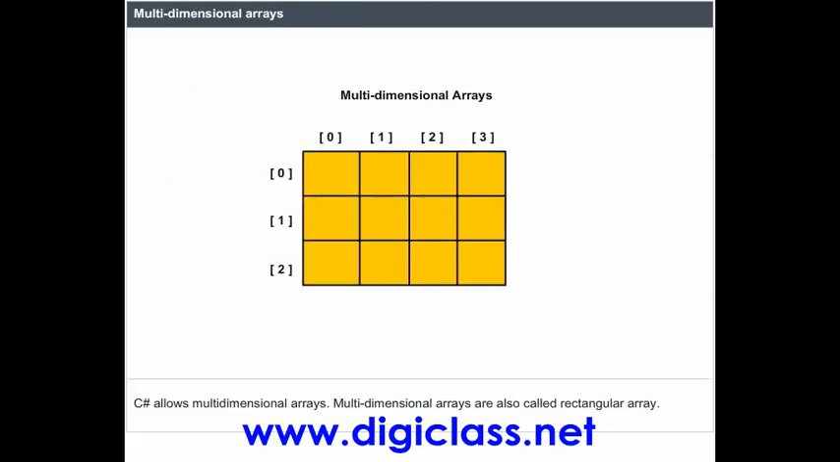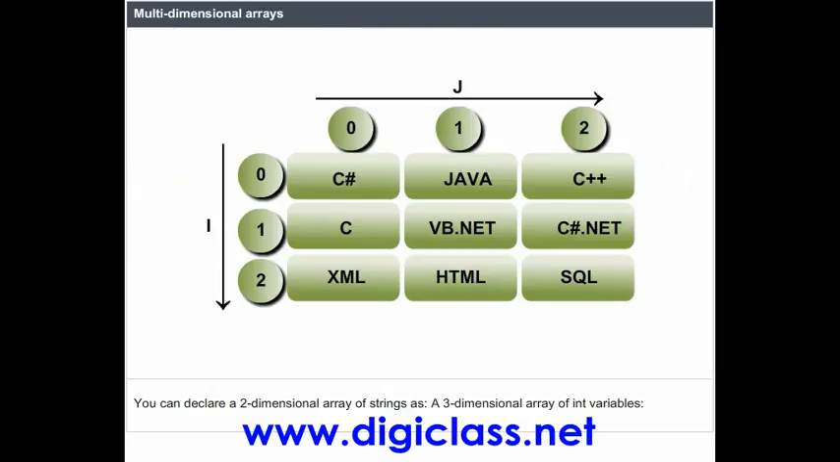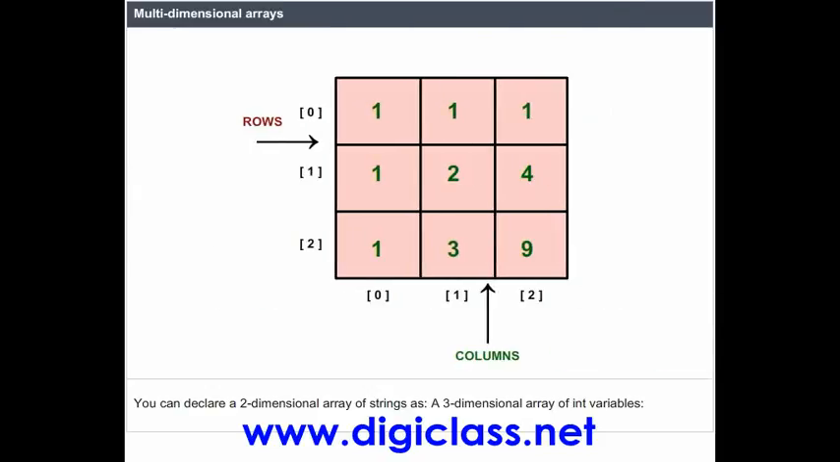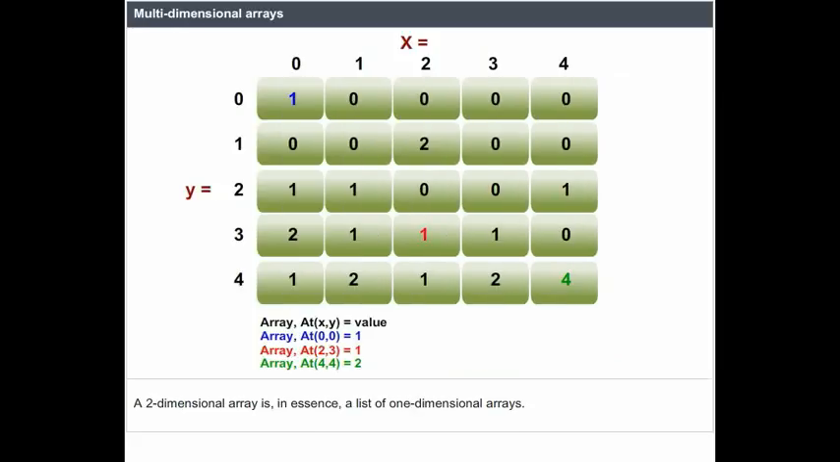Multidimensional arrays. C# allows multidimensional arrays. Multidimensional arrays are also called rectangular arrays. You can declare a two-dimensional array of strings or a three-dimensional array of int variables. The simplest form of the multidimensional array is a two-dimensional array. A two-dimensional array is, in a sense, a list of one-dimensional arrays. A two-dimensional array can be thought of as a table which will have x number of rows and y number of columns.